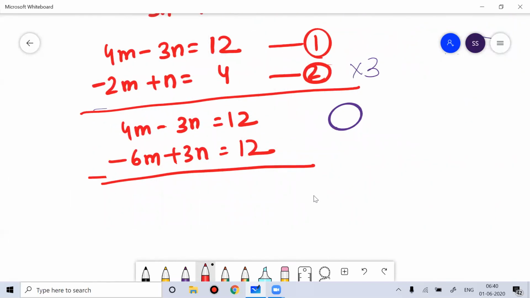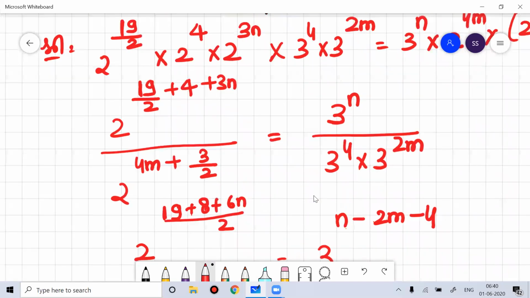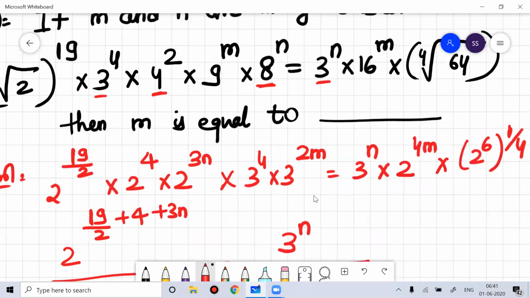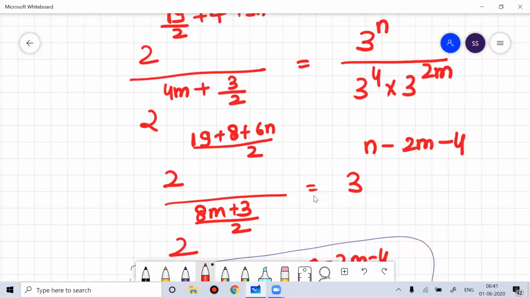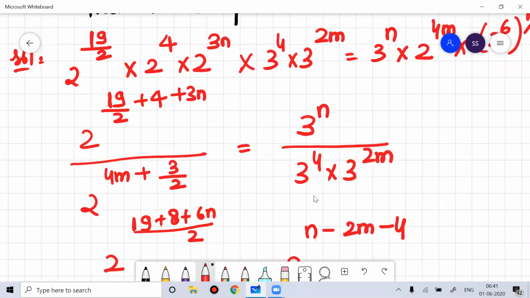Now if you add them, you'll get minus 2m is equal to 24, and the value of m you'll get is minus 12. I believe in this question they ask you only to find the value of m. So that is the process. You need to solve it step by step, and when you solve it step by step, you can easily get the answer.